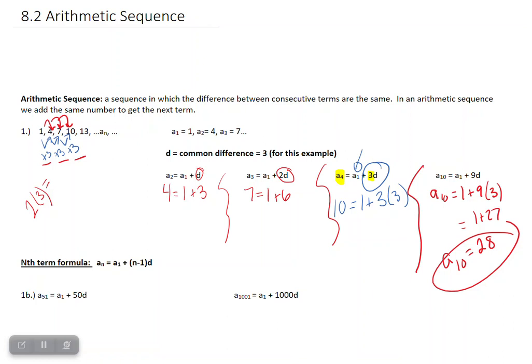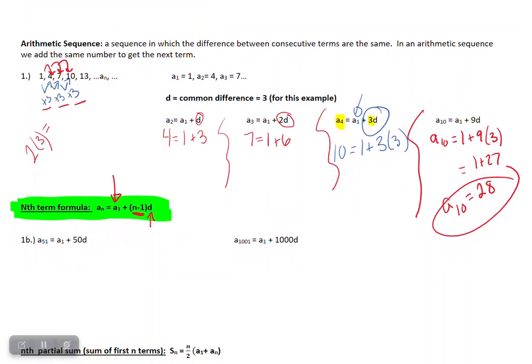The generic formula for this, and we want to make sure we highlight this because we're going to be using it multiple times throughout this section, is that we can calculate the nth term by taking the first term and adding it to n minus 1 times the common difference.